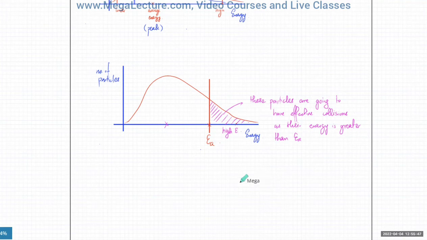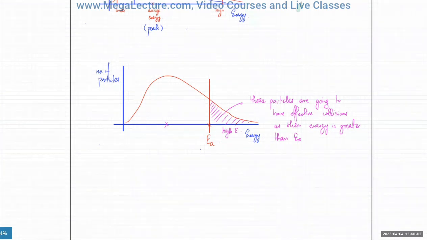I said, what does a catalyst do? A catalyst reduces the activation energy. So at the moment, the activation energy is over here. That's the minimum energy that is needed. So any particle that has energy greater than the activation energy, or is at a higher energy, is going to react. But what a catalyst does is it lowers the activation energy.